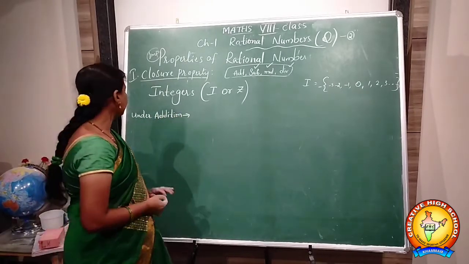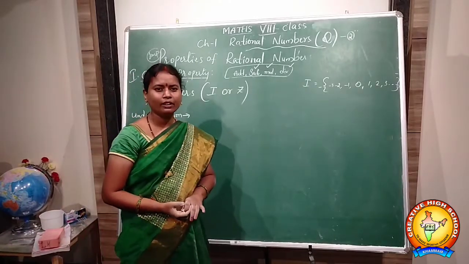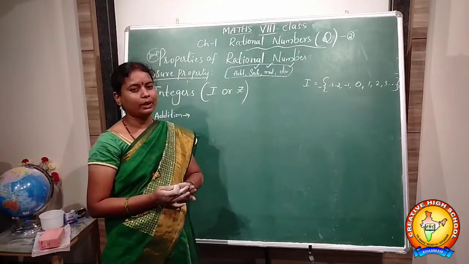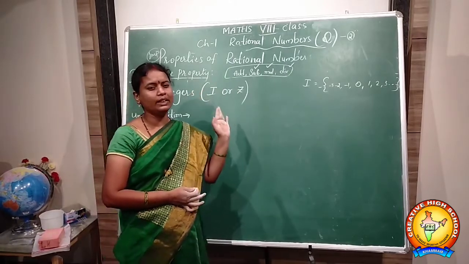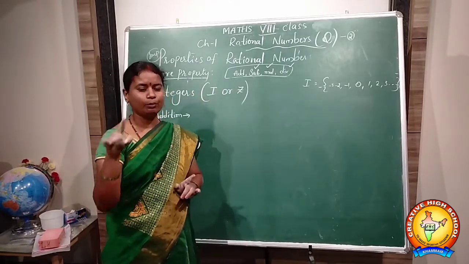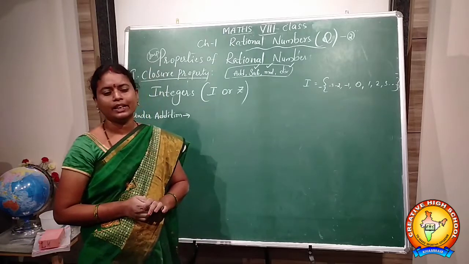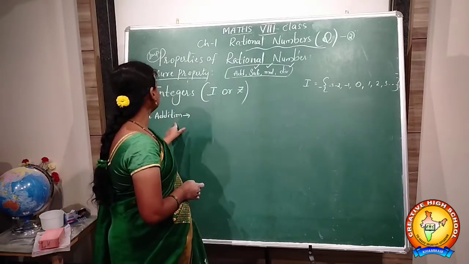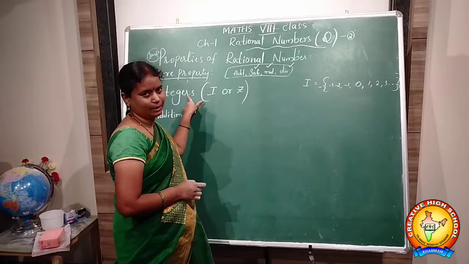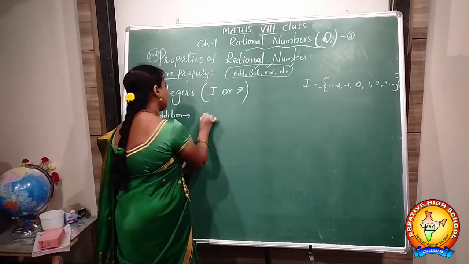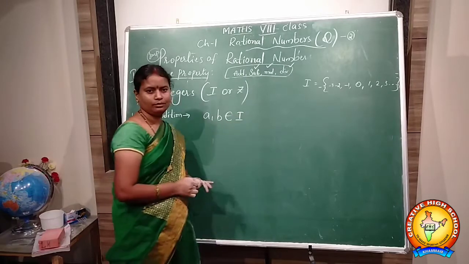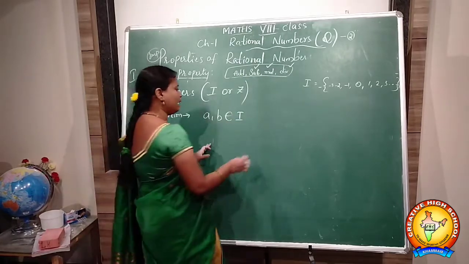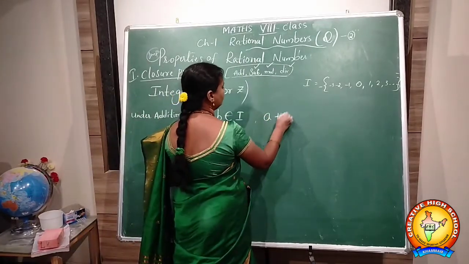What is the closure property under addition? When we discussed the whole number properties, we wrote W, because whole numbers are denoted by the letter W. Here we are discussing integers. So if A and B belong to integers, A plus B also belongs to integers.